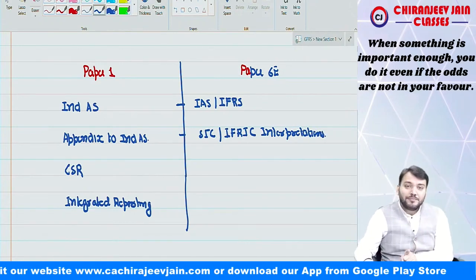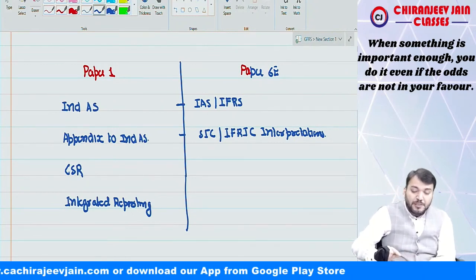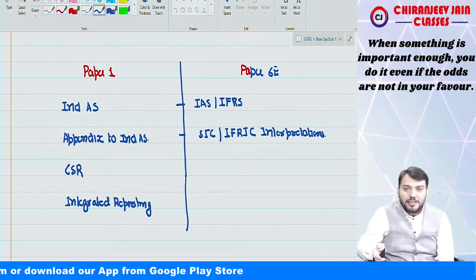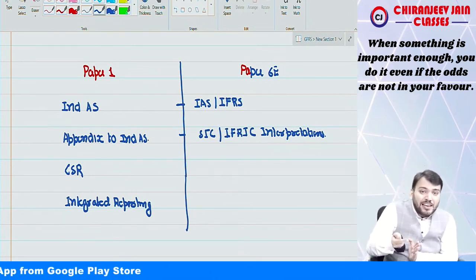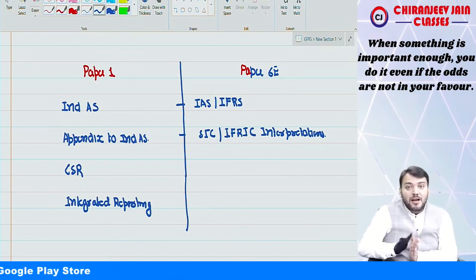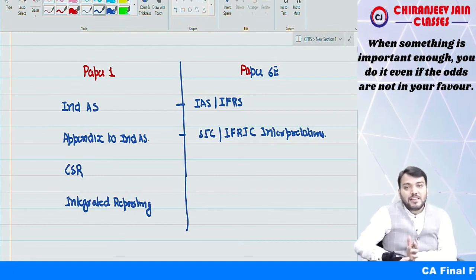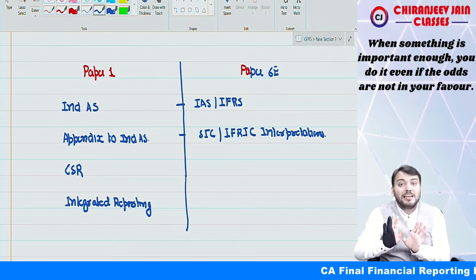Interpretation. SIC means what? Standard Interpretation Committee. IFRIC means what? International Financial Reporting Interpretation Committee. So same thing: before 2001, there was the Standard Interpretation Committee. After 2001, the name was changed to IFRIC. IFRIC means International Financial Reporting Interpretation Committee.